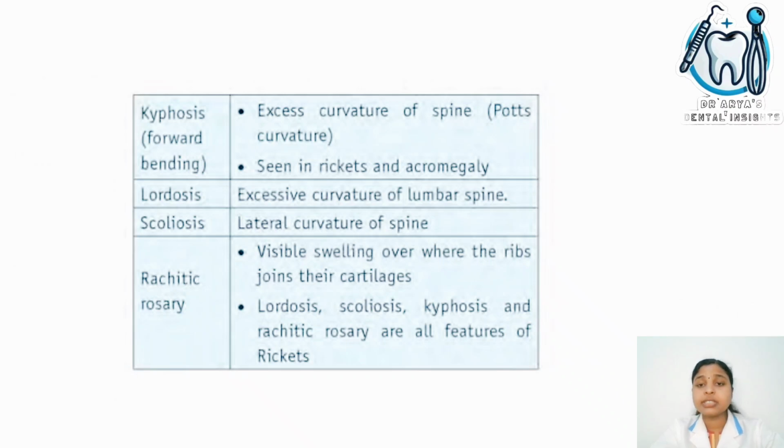So what is kyphosis? It is a forward bending, excess curvature of the spine, that is Pott's curvature. It is seen in rickets and acromegaly. Lordosis, excessive curvature of the lumbar spine. Scoliosis, lateral curvature of the spine, and rachitic rosary, visible swelling over where the ribs join their cartilages. Lordosis, scoliosis, kyphosis, and rachitic rosary are all features of rickets. Okay.